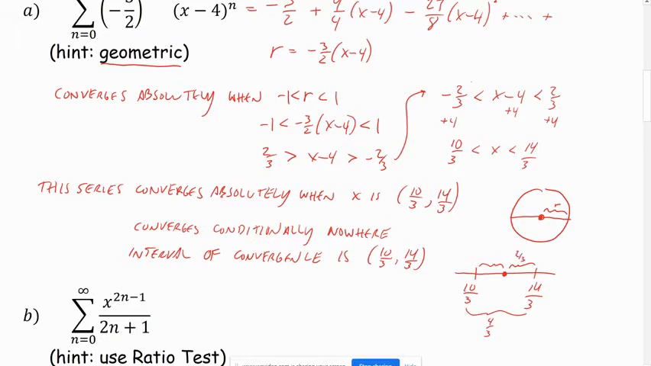So if we put ourselves right at the middle, that would be 12 thirds, we can go 2/3 in each direction. We can go 2/3 to the left, 2/3 to the right. You can also think about a circle going through those 2 points, and the radius of that circle would be 2/3. So we say our radius of convergence is 2/3.